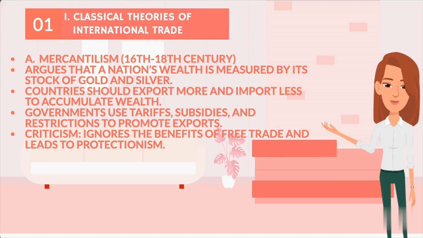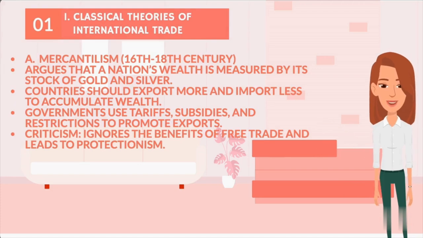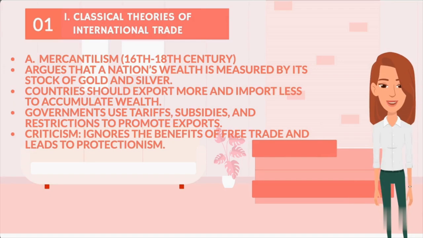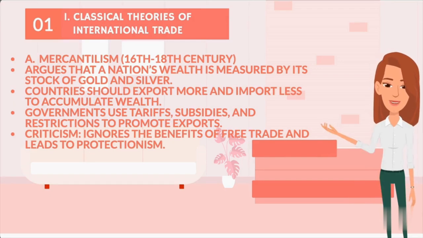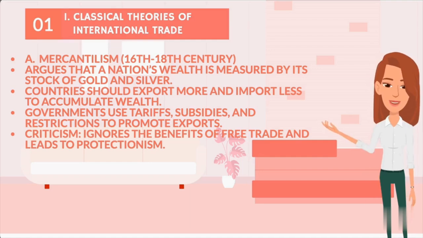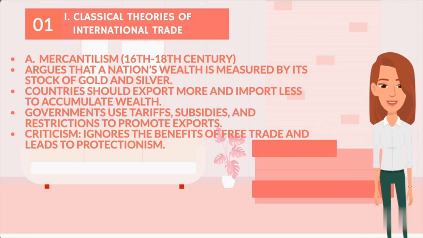Classical theories of international trade. A. Mercantilism, 16th to 18th century, argues that a nation's wealth is measured by its stock of gold and silver. Countries should export more and import less to accumulate wealth. Governments use tariffs, subsidies, and restrictions to promote exports. Criticism: it ignores the benefits of free trade and leads to protectionism.